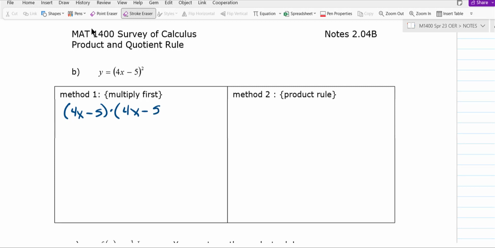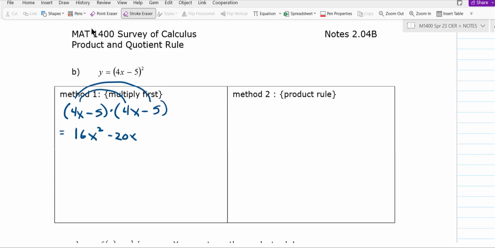We're just going to write it out twice and multiply it. Then we'll do the derivative, okay? All right, so we're just really foiling that. So we have 4x times 4x is 16x to the second. Then we have 4x times negative 5 is negative 20x.